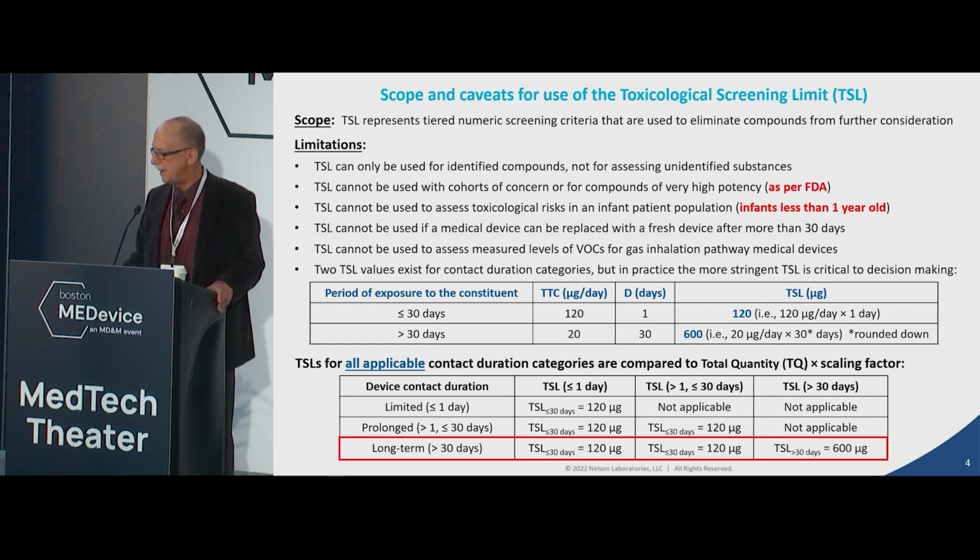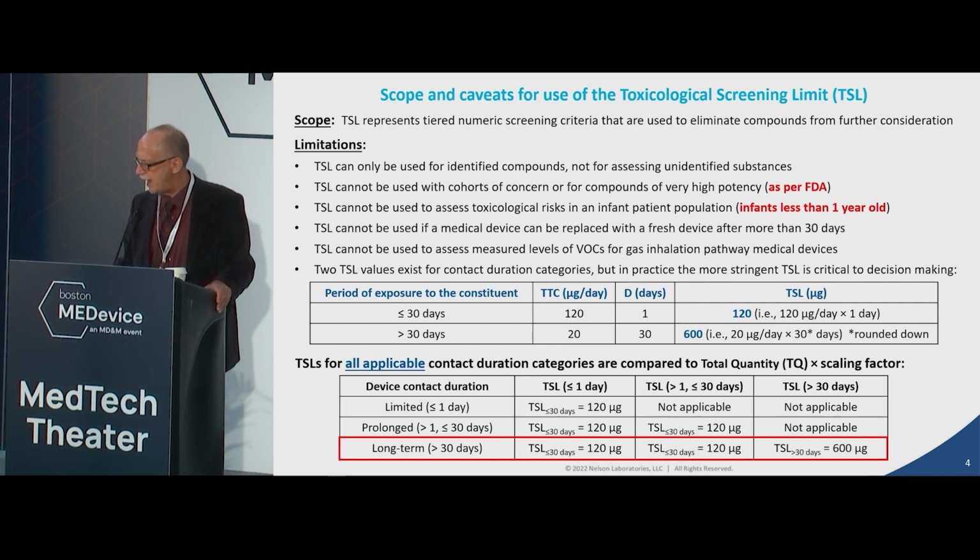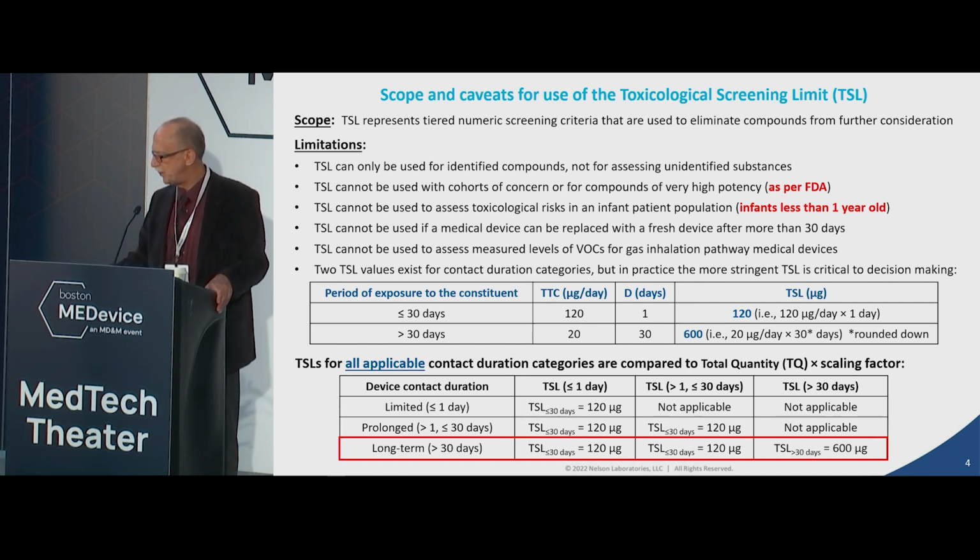And also, the basic framework of the TSL, before I get into the example, is there are two TSLs, one for less than 30 days, up to 30 days of exposure, and one for longer than 30 days. And you must assess each category if your device clinical use could extend from 1 day all the way up to long term. And it happens that the TTC is multiplied by the shortest release duration in that category, and that leaves you with two TSLs, 120 and 600.